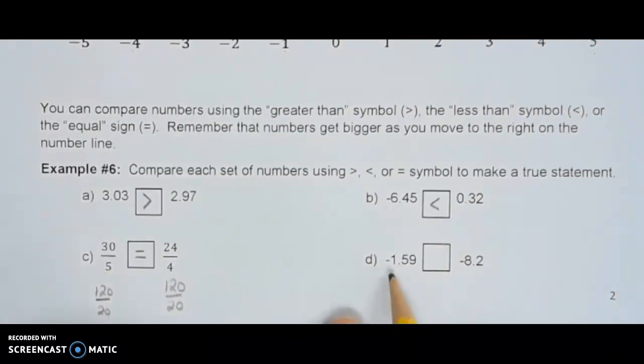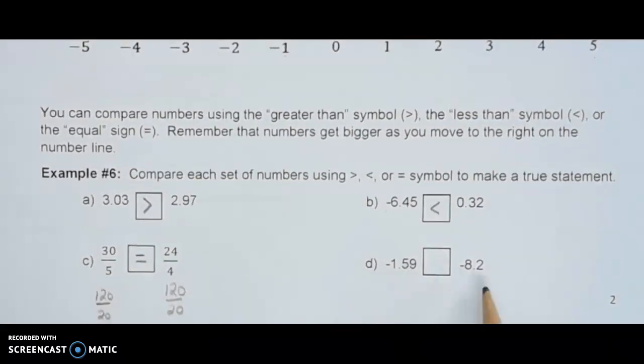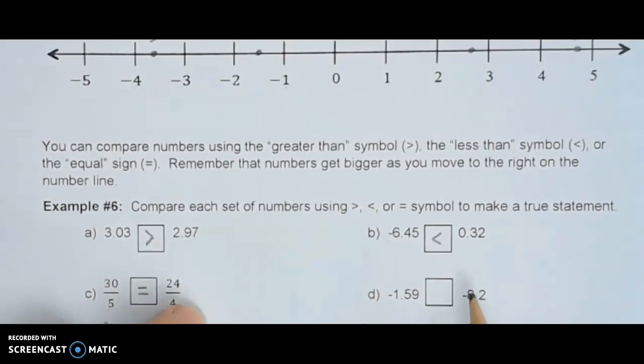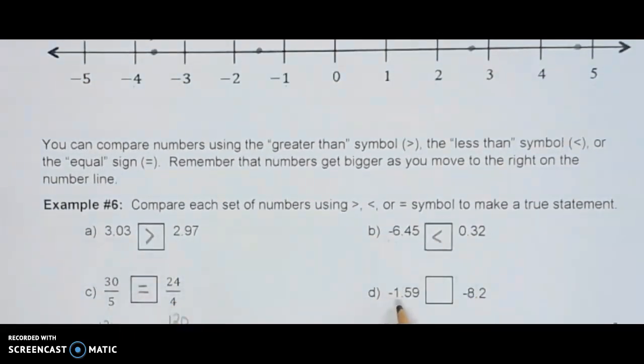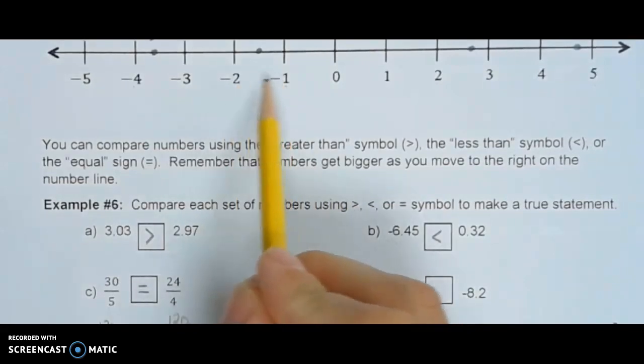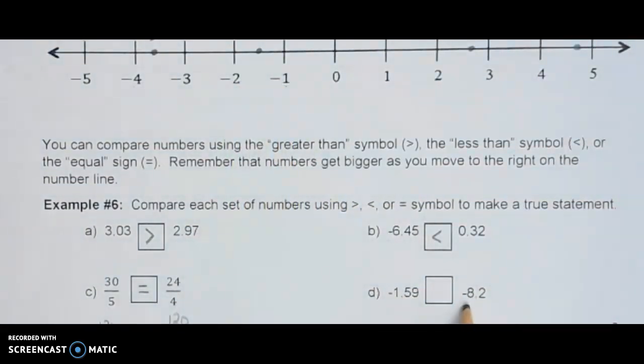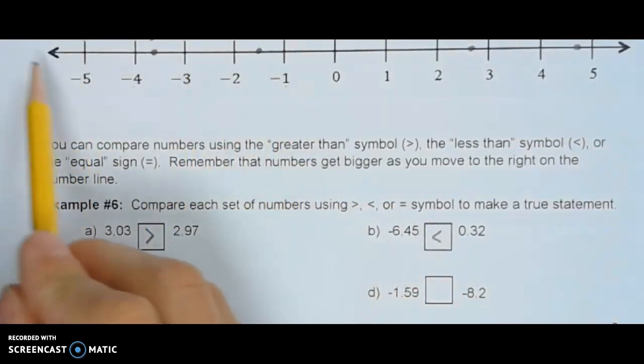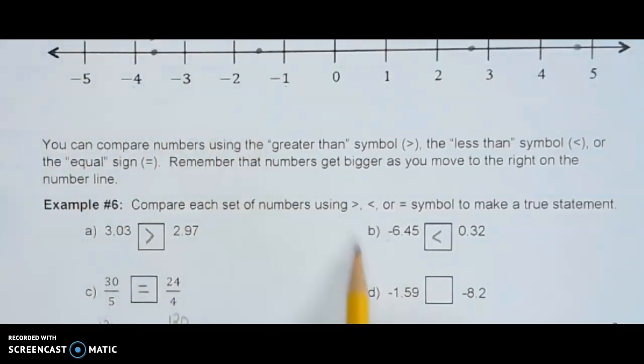Finally, we have -1 and 59/100 compared to -8 and 2/10. Well, -1 and 59/100 would be in between -1 and -2. -8 and 2/10 would be way over here somewhere to the left. So since this number, -1 and 59/100, is further to the right, it's going to be greater than -8 and 2/10. So just remember, the numbers get bigger as you move on the number line from left to right.